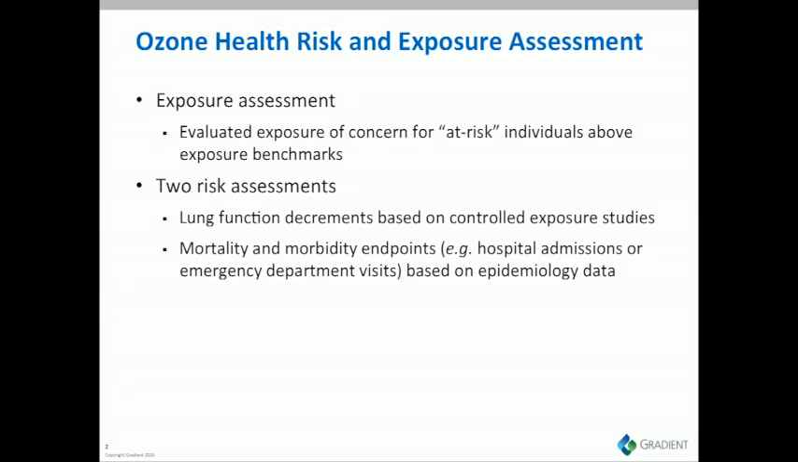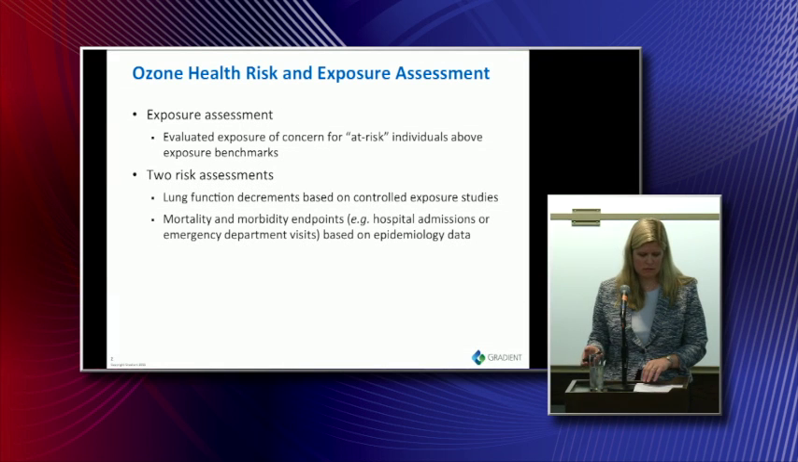So in addition to the exposure assessment, they did 2 separate risk assessments. One risk assessment was on determining lung function decrements associated with exposures. The basis for this risk assessment was the controlled exposure studies. So these are the FEV1 decrements that we talked about yesterday. The other risk assessment that EPA conducted was a mortality and morbidity risk assessment. And the basis of this risk assessment was the epidemiology studies that we discussed today.